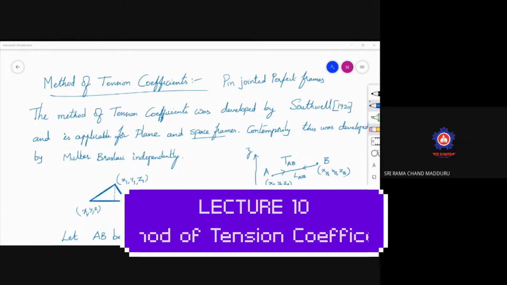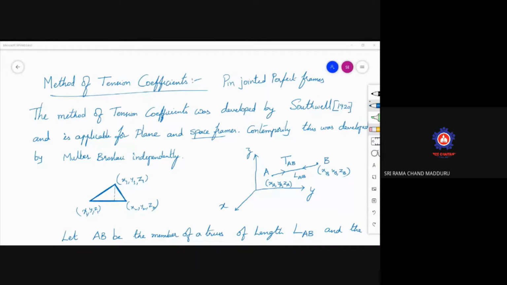Rahul, can you see the screen? Yes, Pujita, right.